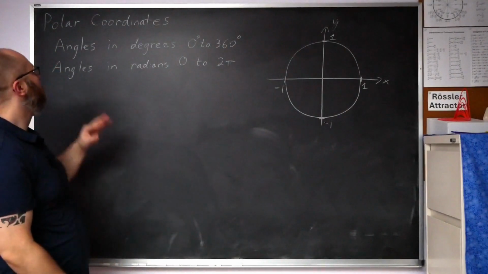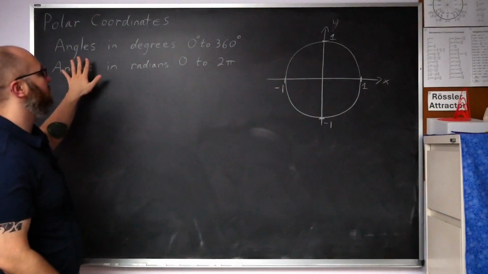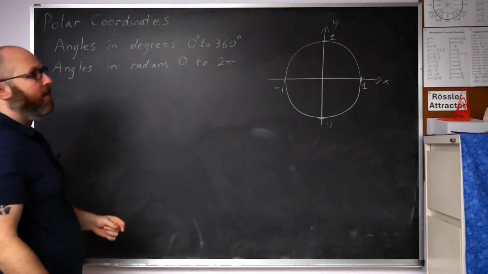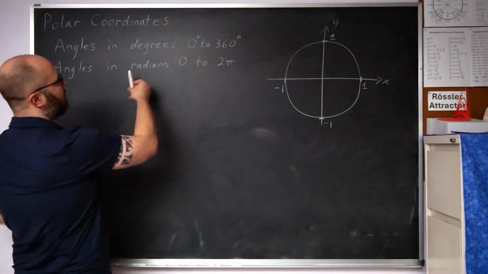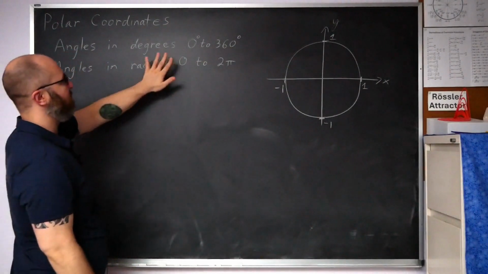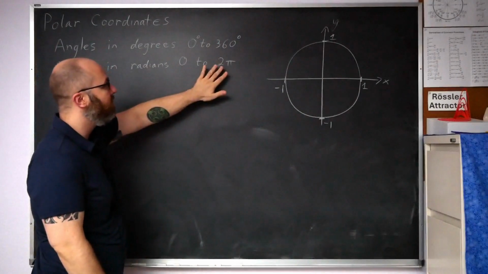Before getting into polar coordinates, we're going to review what angles are, in particular angles in degrees and angles in radians. Angles in degrees go from 0 degrees to 360 degrees, and angles in radians go from 0 radians to 2 pi radians.